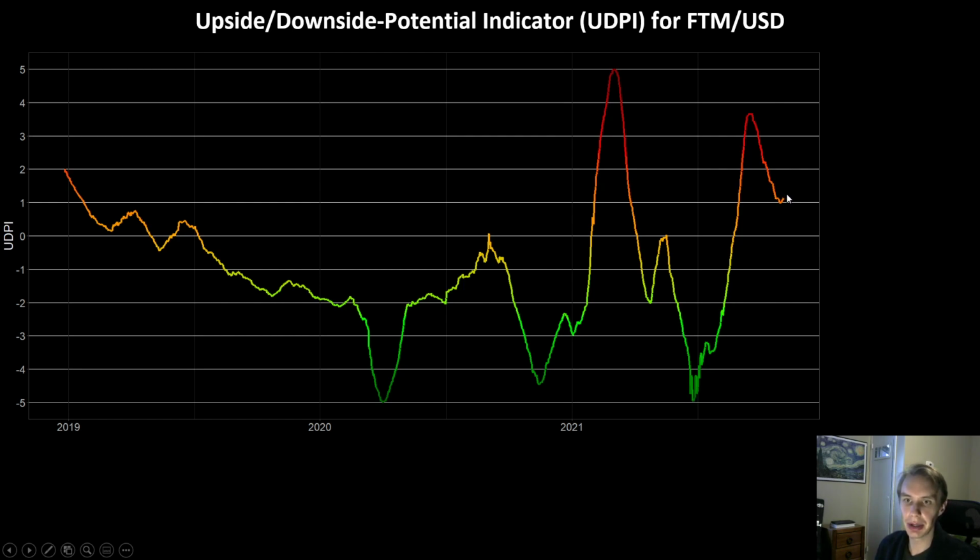So even though the model suggests that currently there's more downside potential than upside potential in Fantom, the fact that it thinks there's upside potential is good news, because we've been seeing this run to the upside with Fantom. This suggests that the model believes there's still more room to go before it's going to get really scary, before it's going to get really high risk.